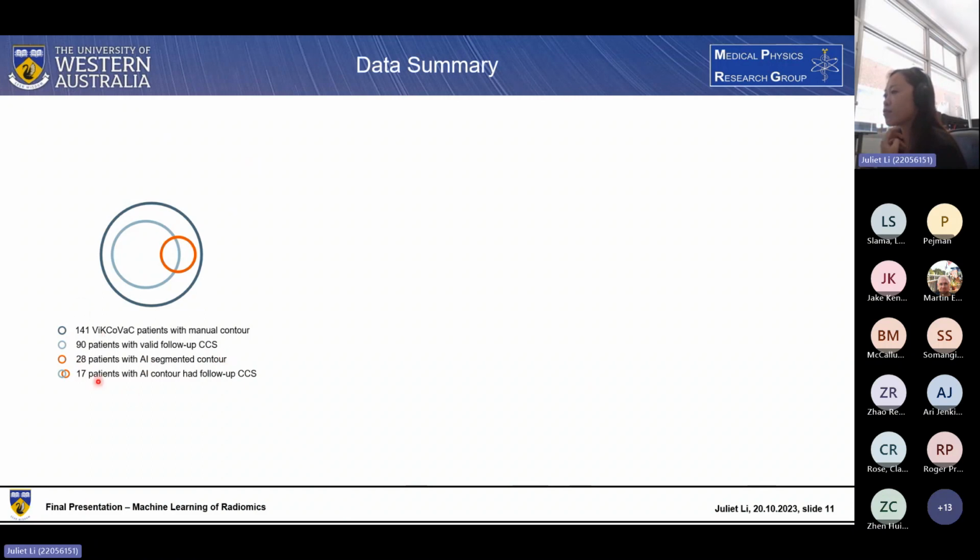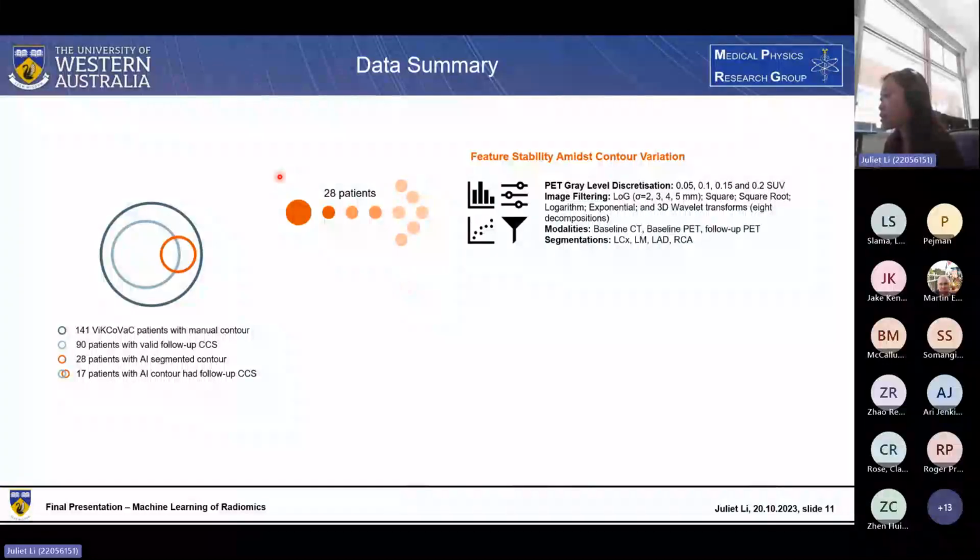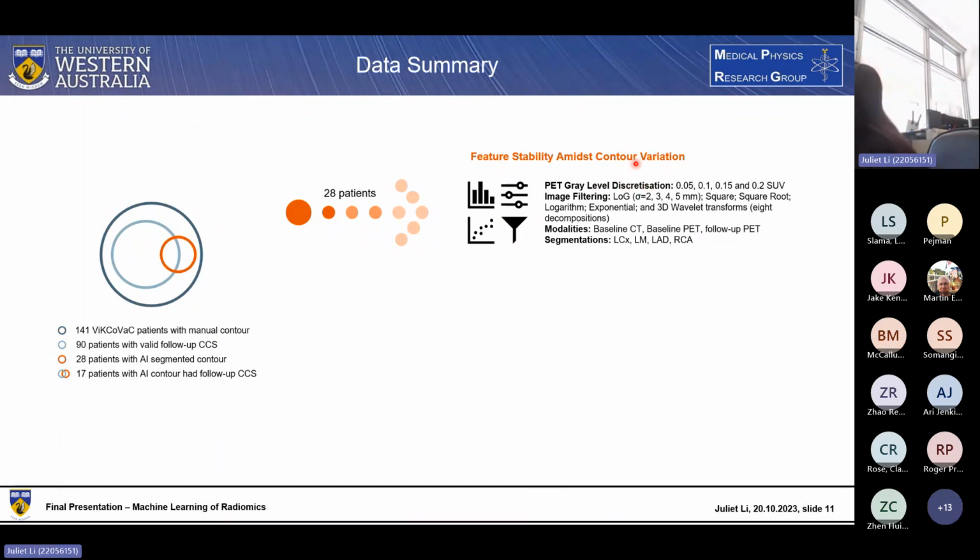Also, within the 141 patients, 28 patients have an AI segmented contour, which is trained on the manual contour, and 28 patients have an additional AI segmented contour using an nnU-Net. And 17 patients have both AI contour and follow-up calcium score. So the 28 patients with both manual and AI segmented contours will be used to evaluate our feature stability, since we have two sets of different contours from different sources.